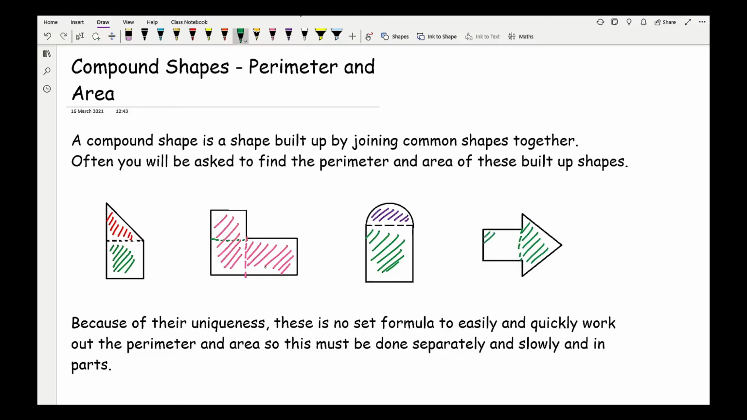Now when I say what appears to be a rectangle, it's only because we don't know the measurements, and often these shapes that you tend to find either in textbooks or for homework sheets or exams are never going to be drawn to scale, because the last thing they want you to do is to use a ruler and start measuring or counting squares inside the shape. Now because of their uniqueness, there is no set formula to easily and quickly work out the perimeter and the area of these shapes, so they must be done separately, slowly, and in parts.